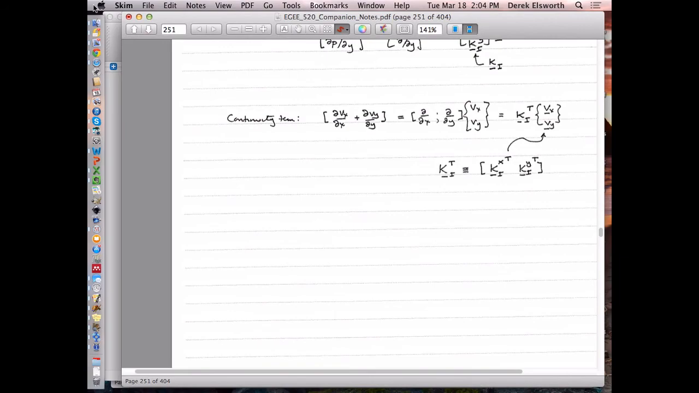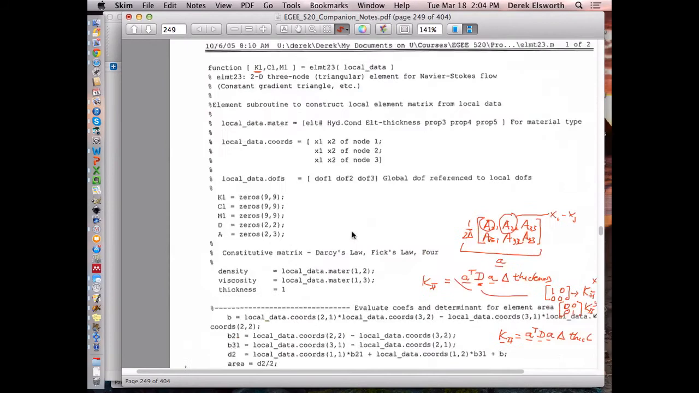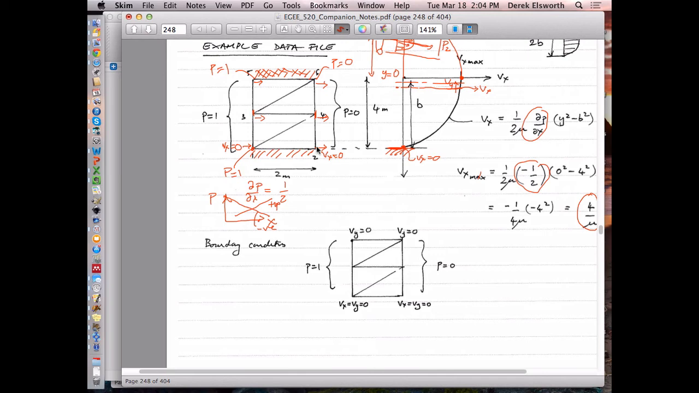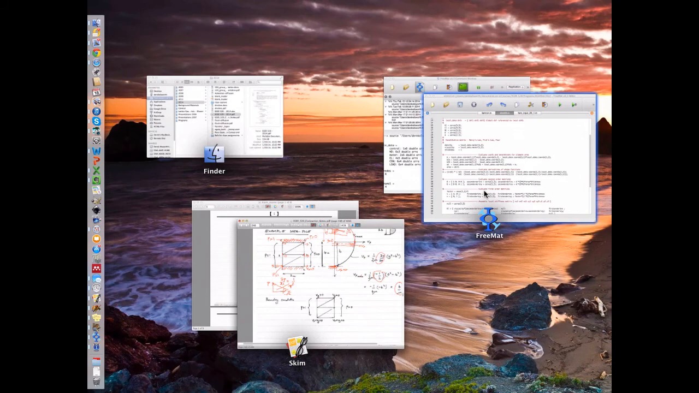Let's see what we have here. So you know the geometry that we're looking at? It's this. Let's look at the data file that we're using to represent this. Remember, nodes 1, 2, 3, 4, 5, 6. This length is 2, this length is 2, this length is 2. So what does our data input look like?